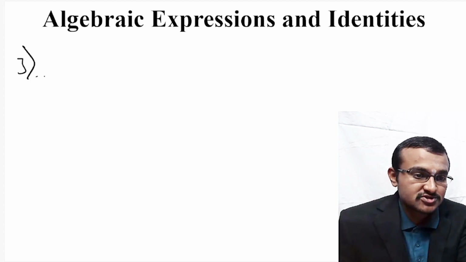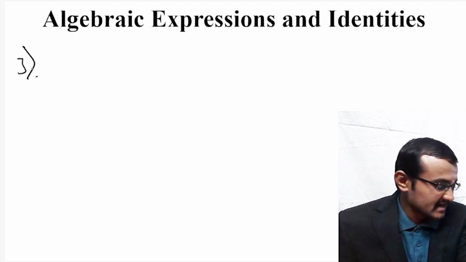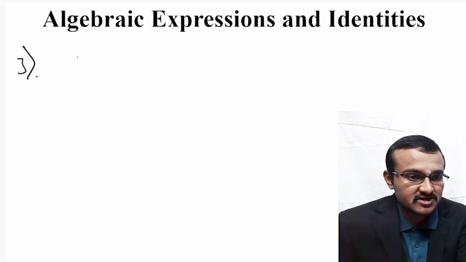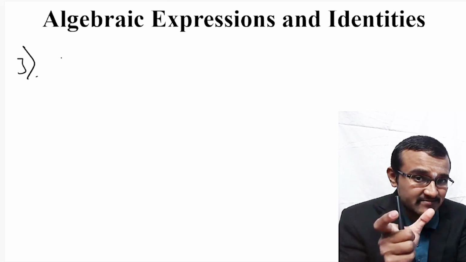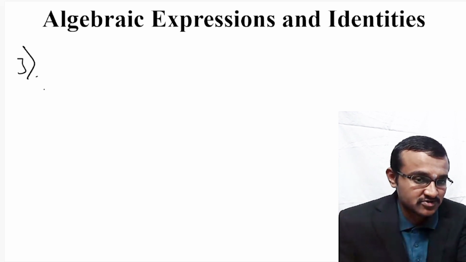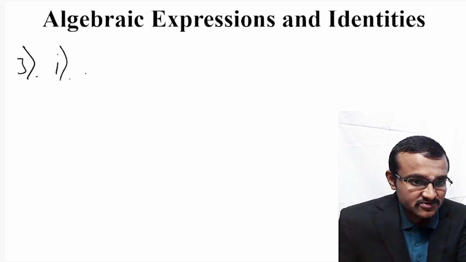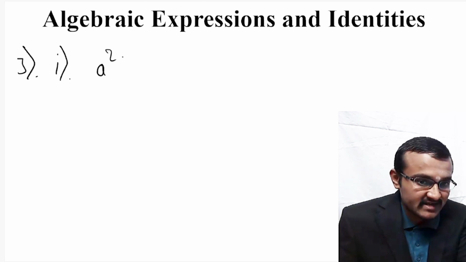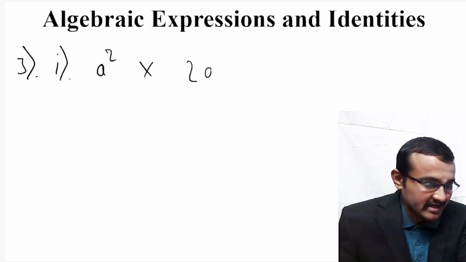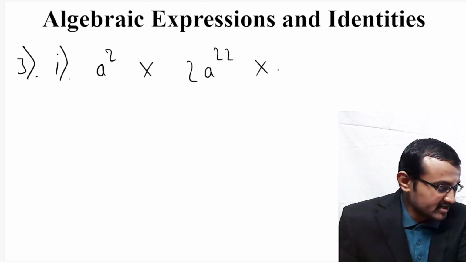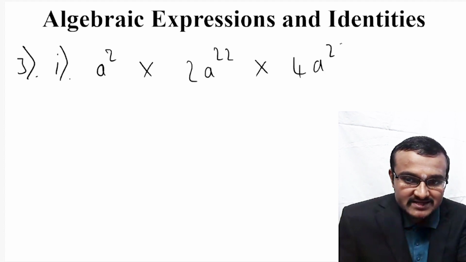Coming to the third question, here also you should find the product, and they have given 4 questions in this particular third question. So here they have given 3 algebraic expressions in the first question. So coming to the first question in this particular third question, here they have given a square into 2a power 22 into 4a power 26.